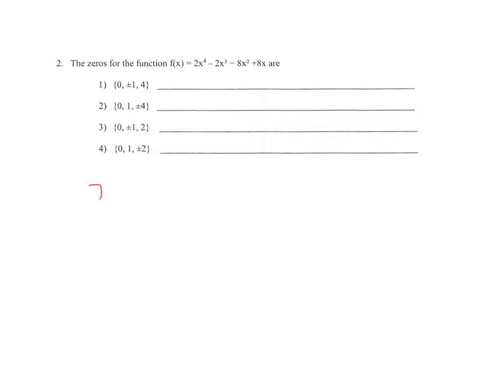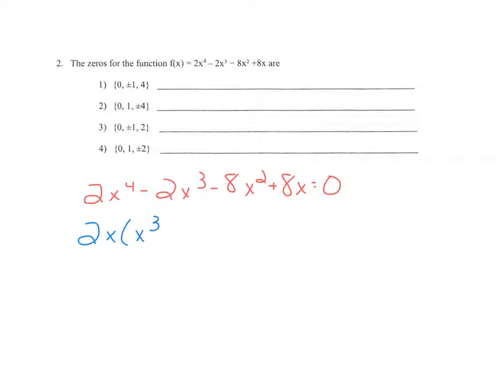In this problem, we are going to take our polynomial and set it equal to 0 so that we can solve and find the zeros. So first I notice that I have a GCF of 2x, so I'm going to take that out, leaving me with x cubed minus x squared minus 4x plus 4.